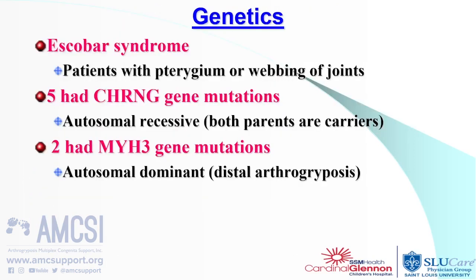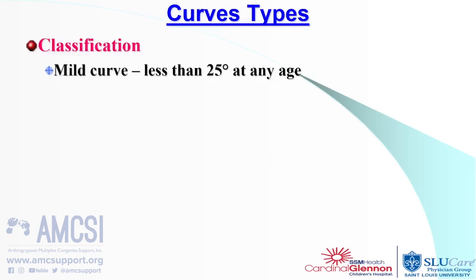There are just a couple of different papers we were involved in. This is one on Escobar. Like I said at the beginning of the talk, there are two very challenging conditions with scoliosis. One is Escobar syndrome. The other one is Freeman-Sheldon syndrome. They just have very difficult curves that are very hard to treat.